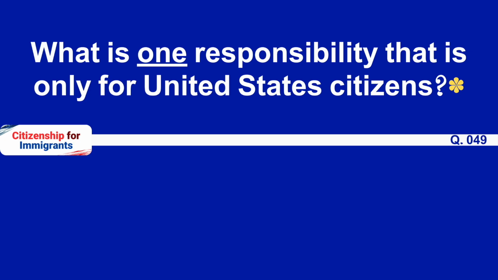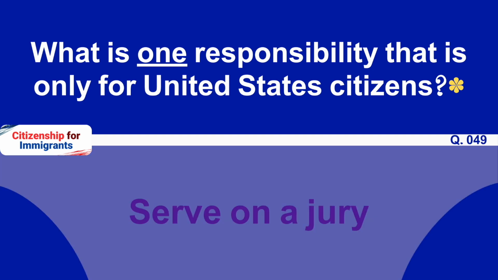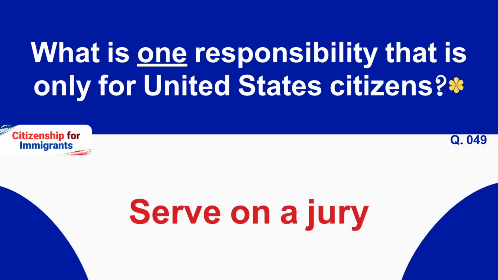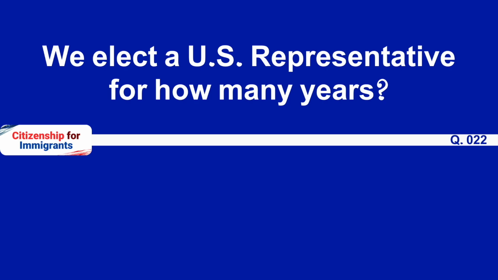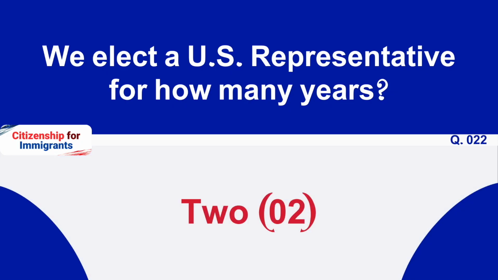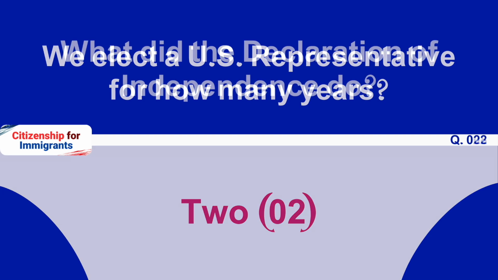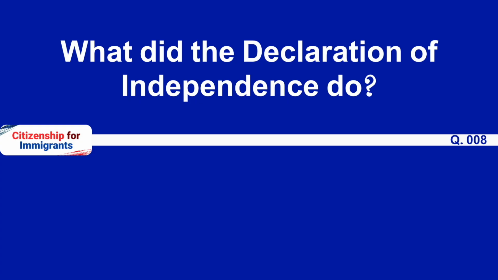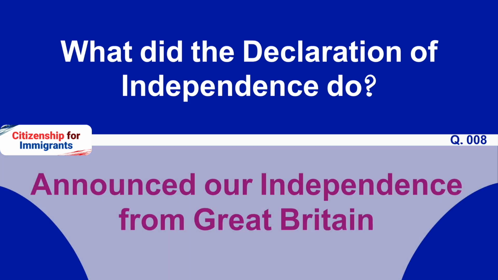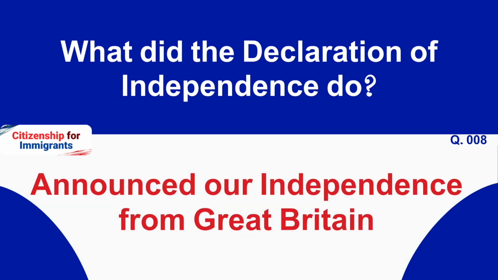What is one responsibility that is only for United States citizens? Serve on a jury. We elect a U.S. representative for how many years? Two. What did the Declaration of Independence do? Announced our independence from Great Britain.